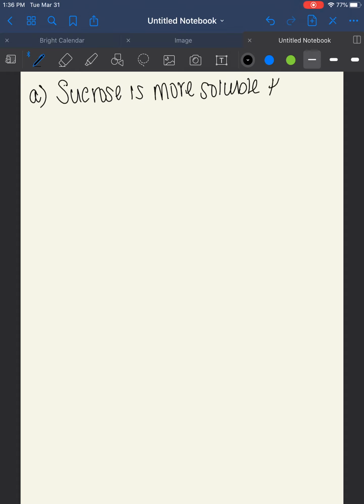Okay, so this is for number 3, letter A. My handwriting might be a little bit ugly here, my students, so I am sorry. I can't write as neatly with an Apple Pencil as with a regular pencil. Okay, so first we need to identify what is our correct answer. So sucrose is more soluble than lauric acid. Okay, so that is my answer. Now I need to justify that.